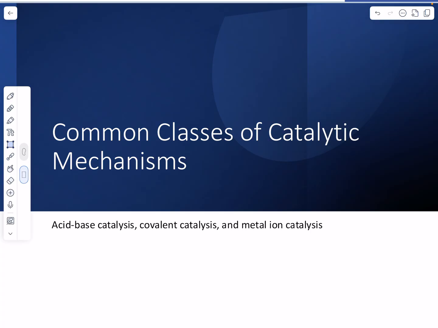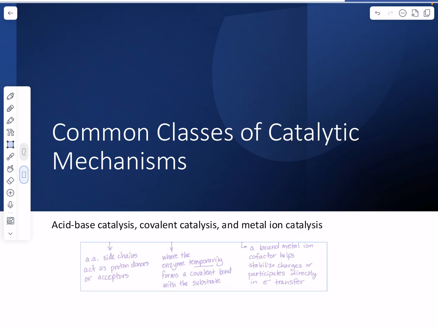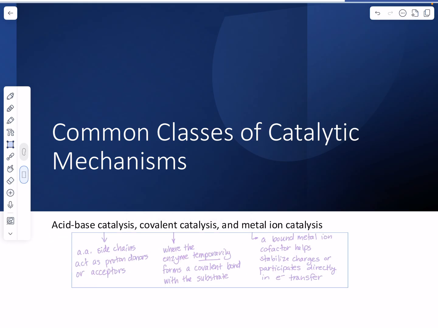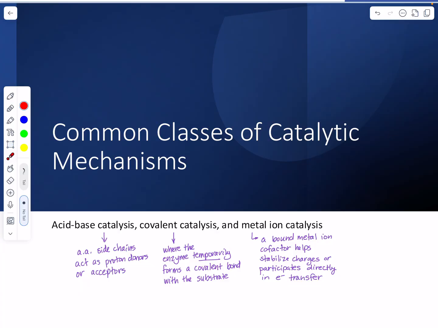We're going to talk about the active site as a dynamic environment where the side chains of the amino acids in the active site are going to play a role in lowering the activation energy and driving a reaction forward. So there's three main classes of strategies that are used. Acid-base catalysis, where amino acid side chains act as proton donors or acceptors. There's covalent catalysis, where the enzyme temporarily forms a covalent bond with the substrate.